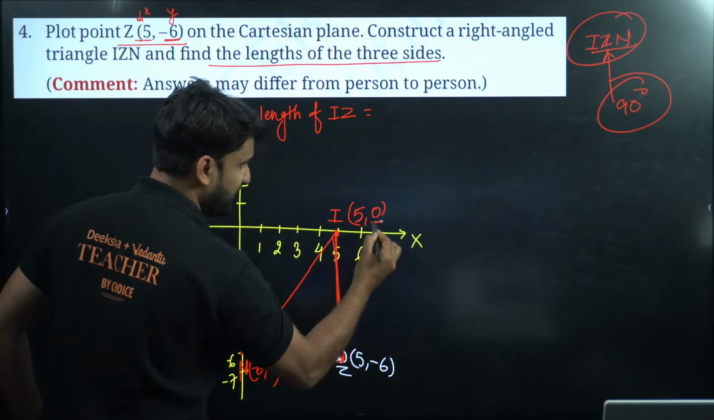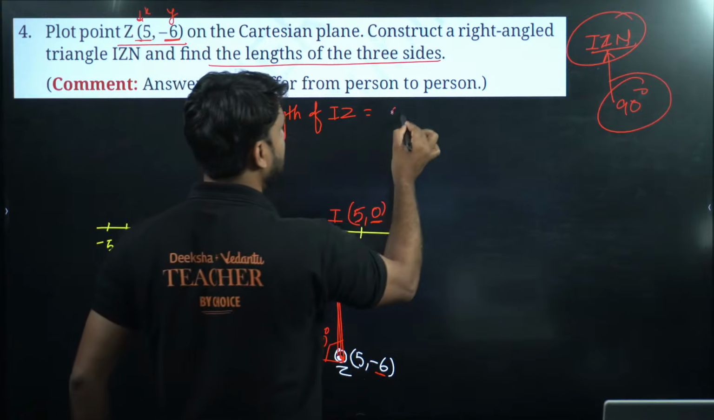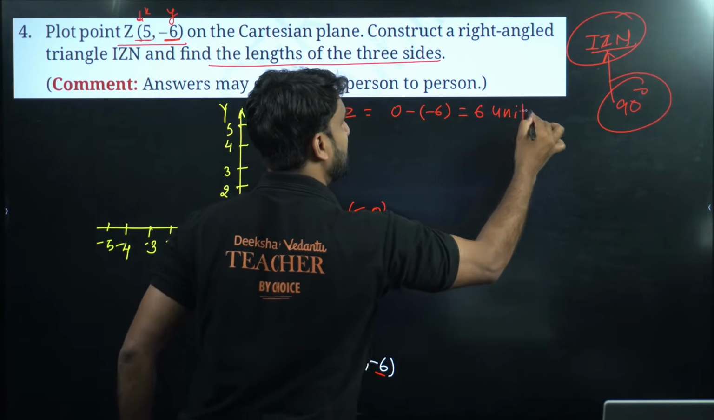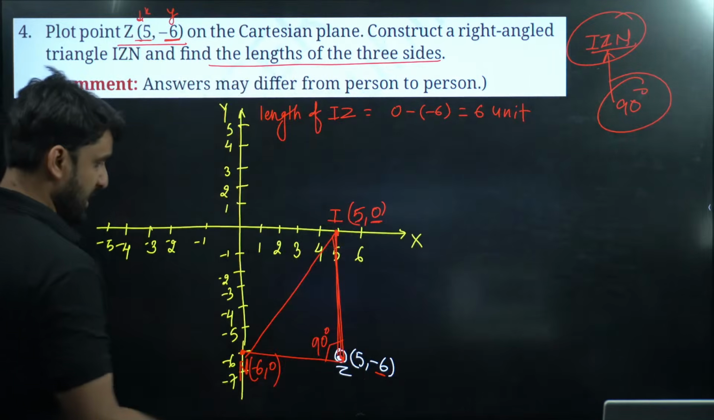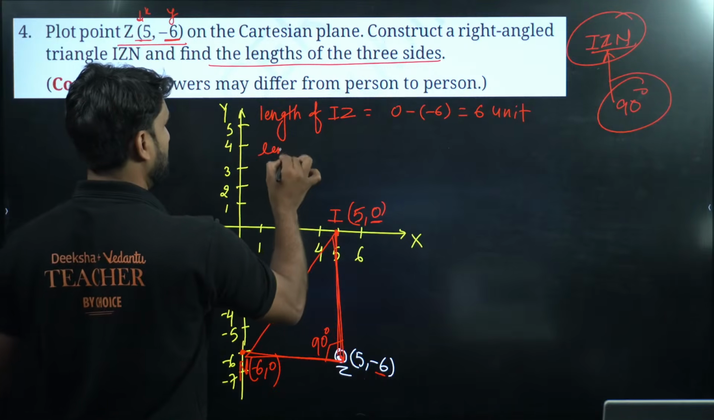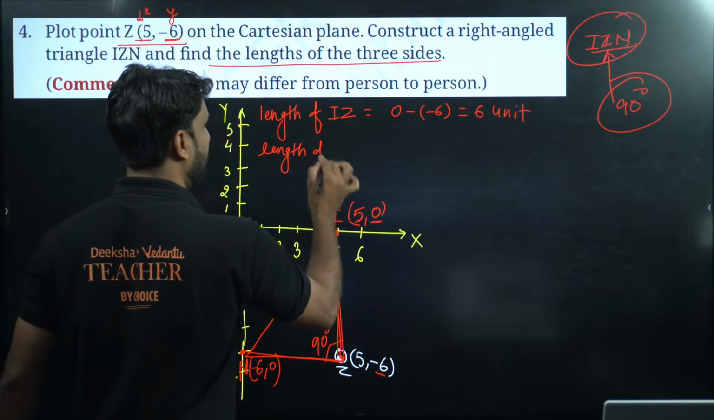So the y coordinate is 0, here it is -6, so we can directly write 0 minus -6, so this will be 6 units. So the length of IZ will be 6 units. Now to find the length of ZN.